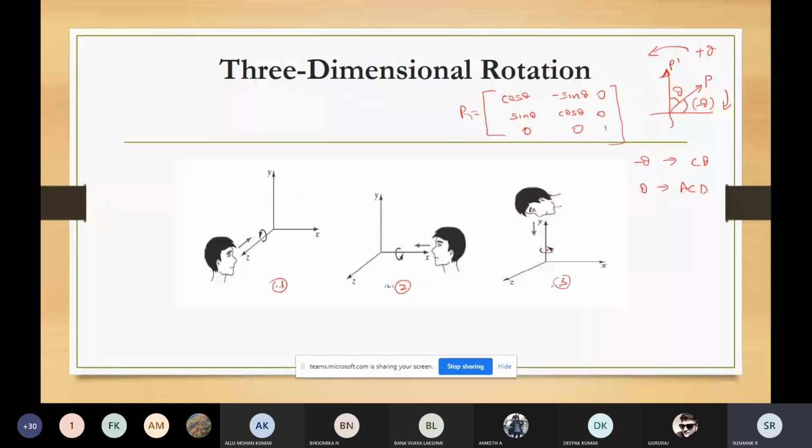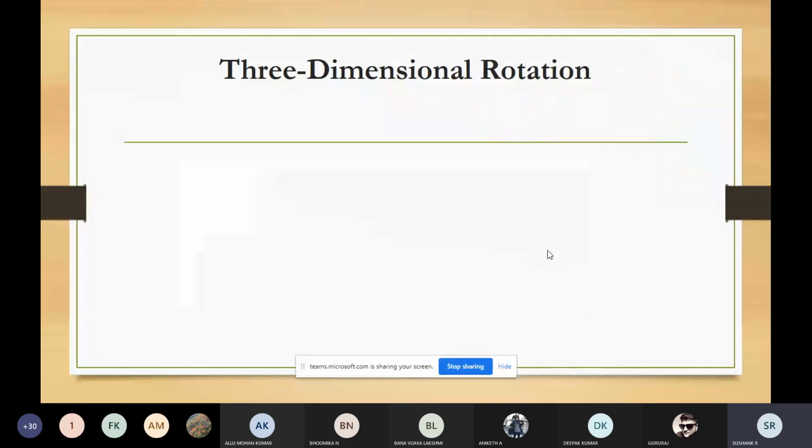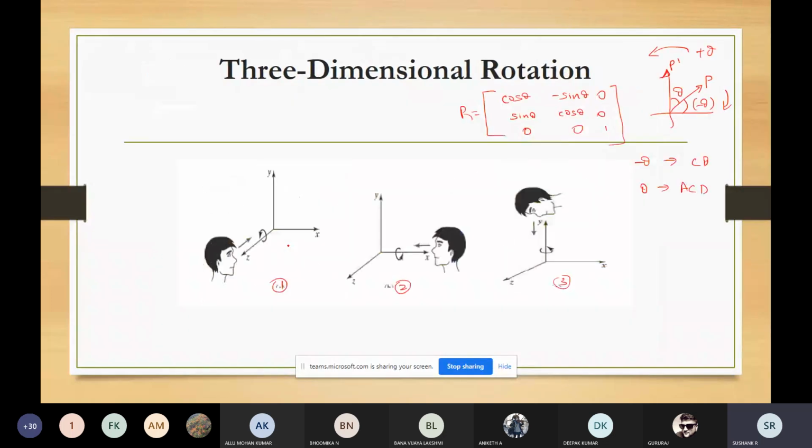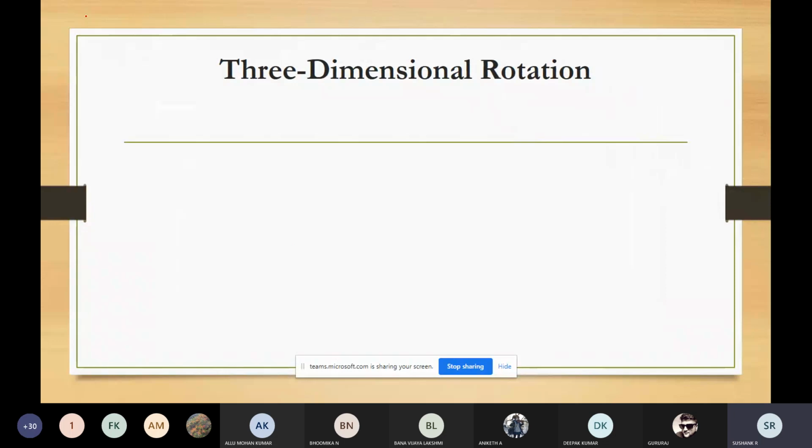So now the equations will change. Earlier it was not like that. When the person is checking from the z-axis, we have three positions here: x dash, y dash, z dash. When the person is checking from the z-axis, z dash will be z. So this is along the z-axis.